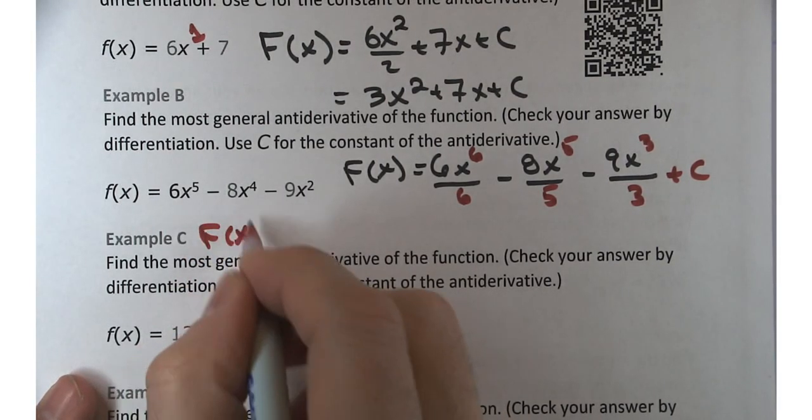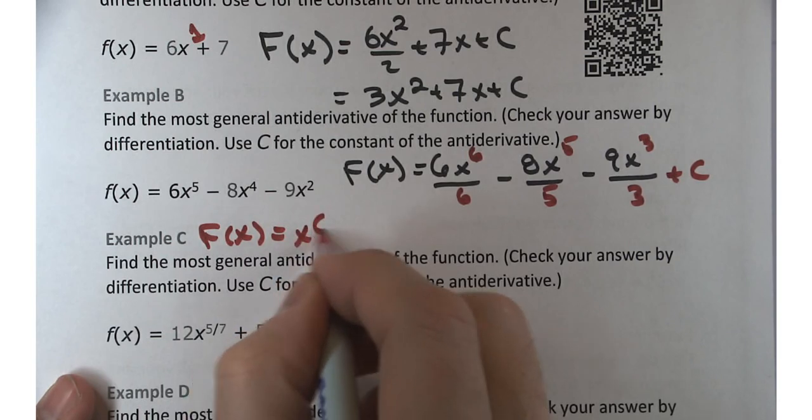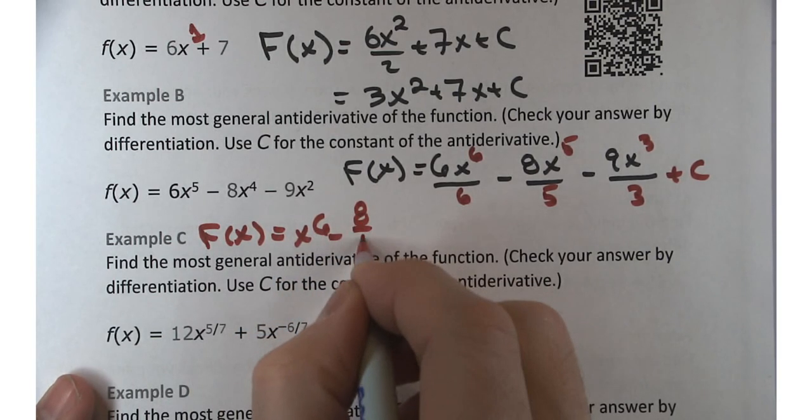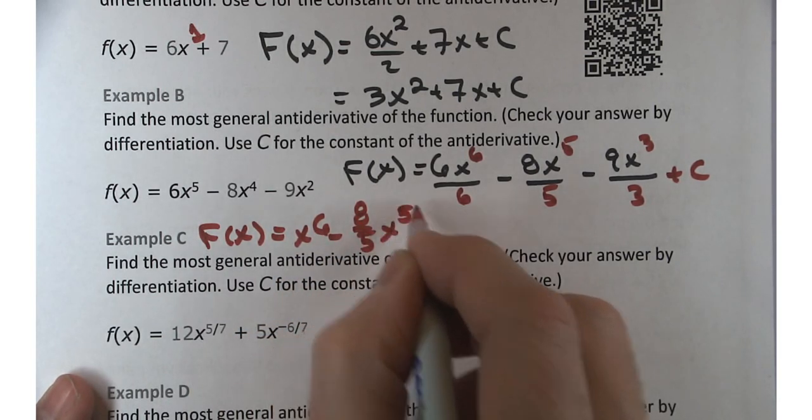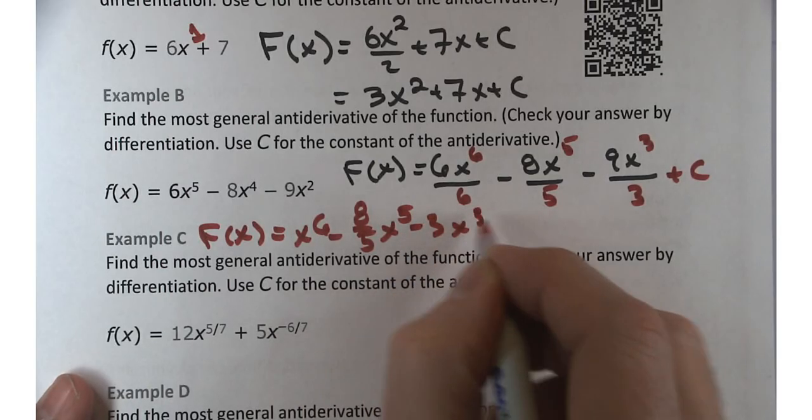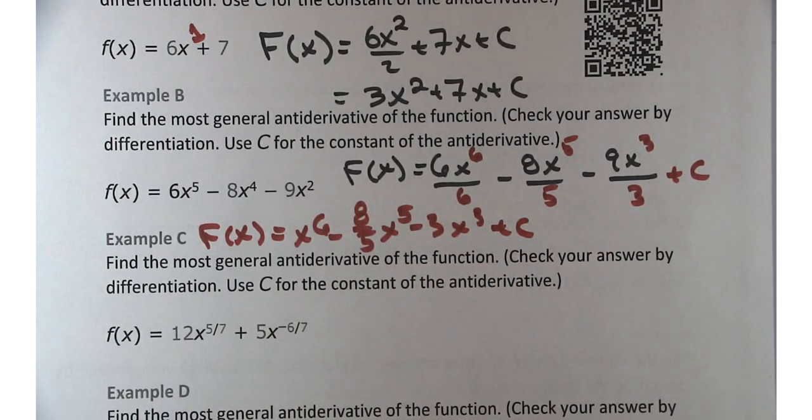Overall, we'll get F of x is x to the 6 minus 8/5 x to the 5th minus 3 x to the 3rd plus your constant. So that's what I'll be looking for as a final answer. Are we okay with those? All right. Let's try one that gets a little bit tricky because we have these fractional exponents.